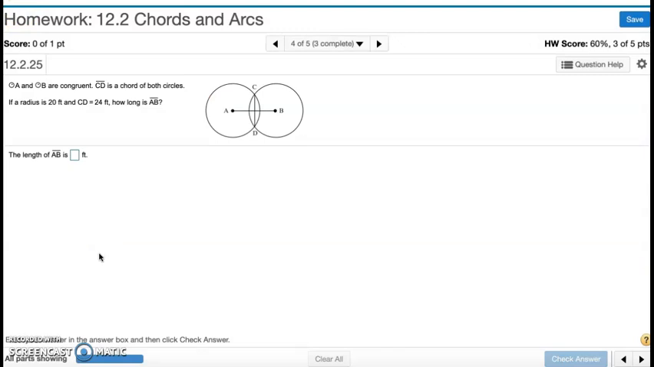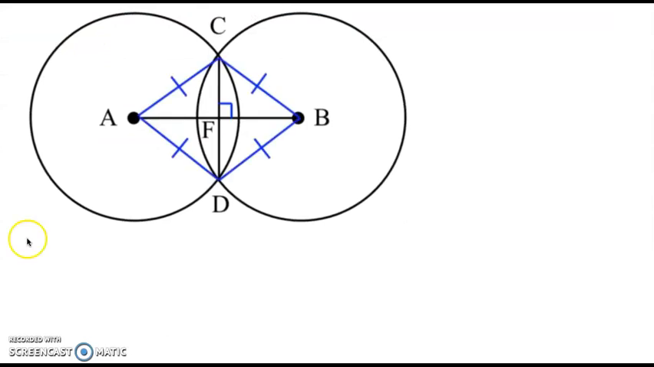Number 4, circles A and O are congruent. Segment CD is a chord of both circles. If a radius is 20 feet and CD is 24 feet, how long would be the length of AB? So let's take a closer look at it. So the length of AC, CB, BD, and DA are all going to be the same. And if CD is 24 and it's being bisected, each of these pieces is 12. And I'm told AC is 20.